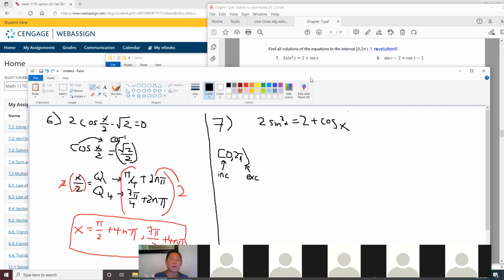So this is the first question, number 7, and again, it has two trigonometric functions. One is sine, one is cosine. In order for us to do this, it has to be everything in sine or everything in cosine. So what do you think about this? Do you want to change everything into cosine or everything into sine?